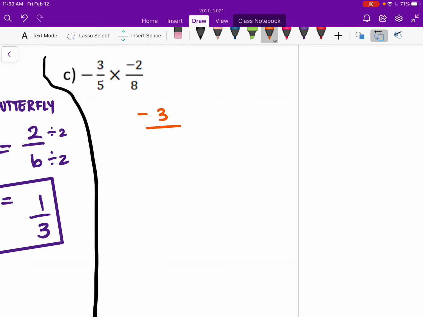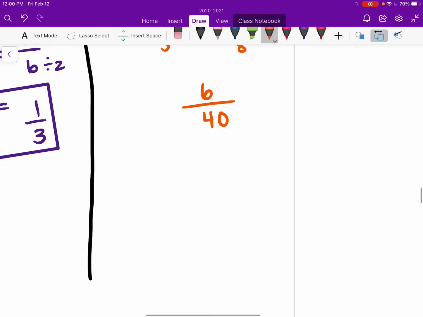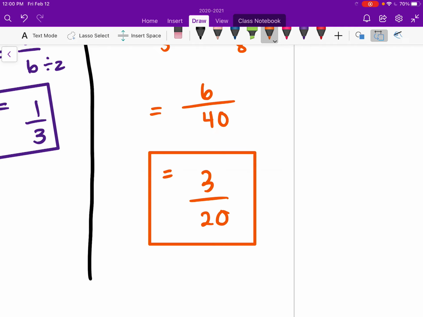So you have -3 over 5 multiplied by -2 over 8. I like to keep the negatives in the numerator. It just makes life easier for me. So I have -2 times -3. That's going to give me +6. 5 times 8 is going to give me +40. Right, and I can just reduce this. I can divide both by 2. So I'm left with 3 over 20. I cannot divide that any further, so that's my answer.